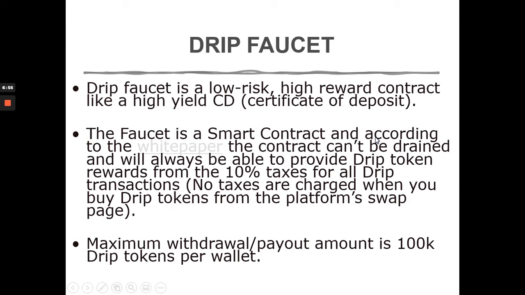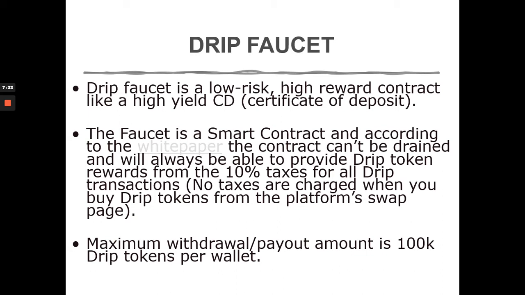Okay, so according to the white paper, the contract can't be drained and will always be able to provide drip token rewards from the 10% taxes for all drip transactions, except there are no taxes charged when you buy drip tokens from the platform swap page. So when you buy drip from the drip website, there's no taxes. But if you buy drip from PancakeSwap or certain other exchanges, you will pay a tax. So it's better to buy your drip from the drip platform, okay?